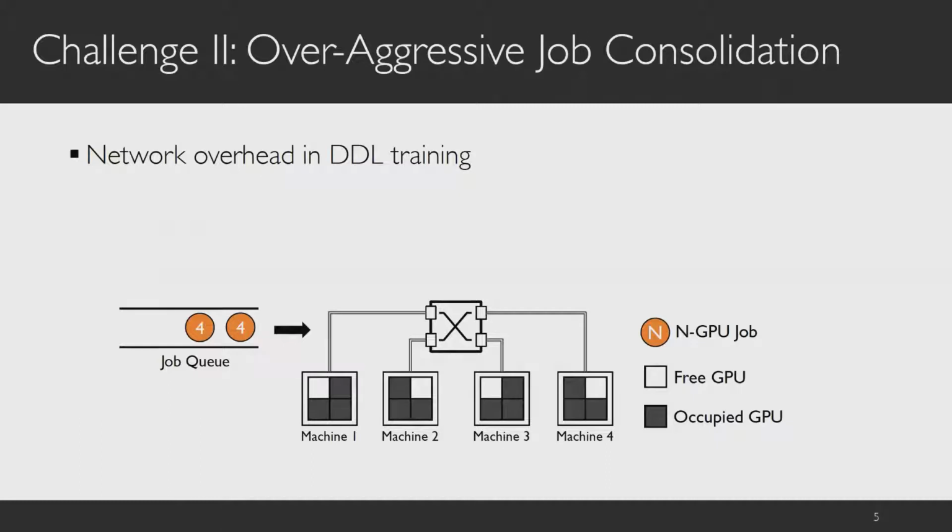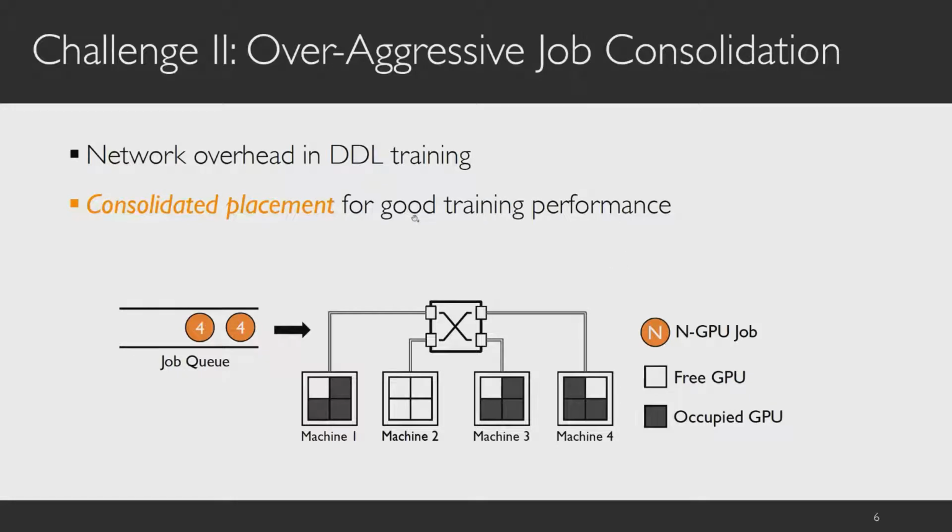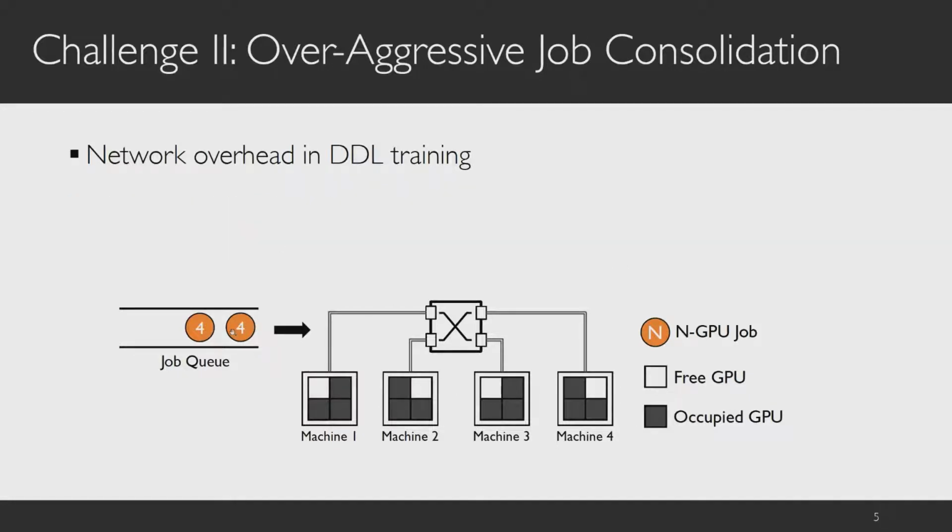And that placement actually harms the performance of the training job, and also delays the execution time. So for example, in this case, even though a job with a 4-GPU requirement comes into the queue and we have 4 available GPUs, they are spread across multiple machines. If we directly place this job onto these GPUs, it not only affects this single job, it also affects the running jobs, if they have any communication between the workers.